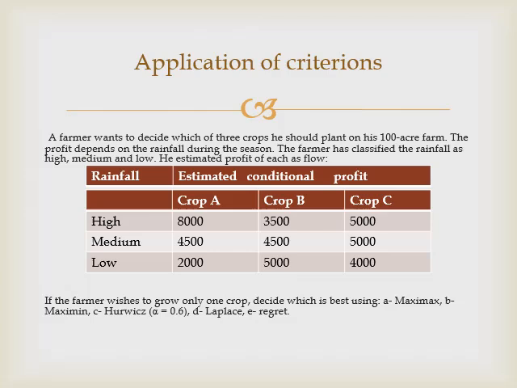Now, a farmer wants to decide which of 3 crops he should plant on his 100-acre farm. Now, the profit depends on the rainfall during the season.